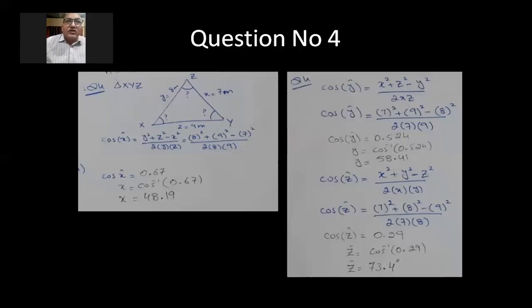In your calculator, you will write 7 square plus 8 square minus 9 square, divided by 2, divided by 7, divided by 8, equals. You will get 0.29. Then you will write shift cos answer equals. You will get 73.4 degrees. So this is how you will do question number 4. Hopefully you understand.